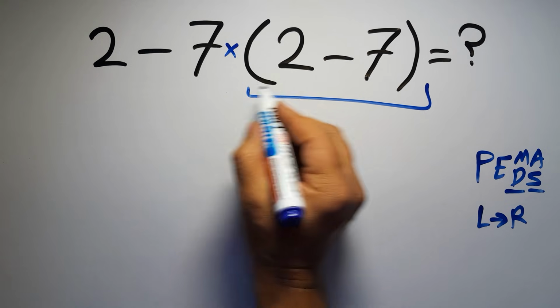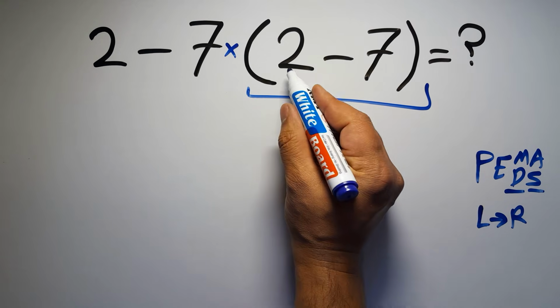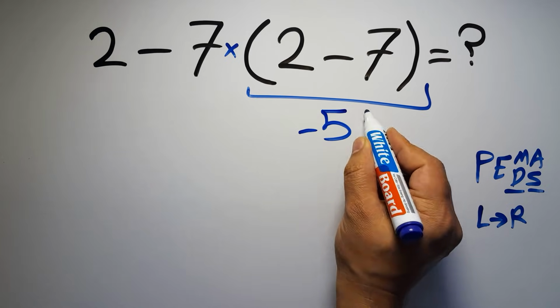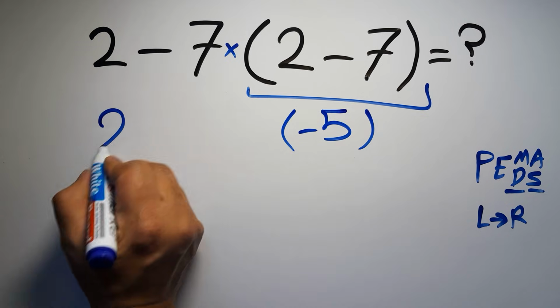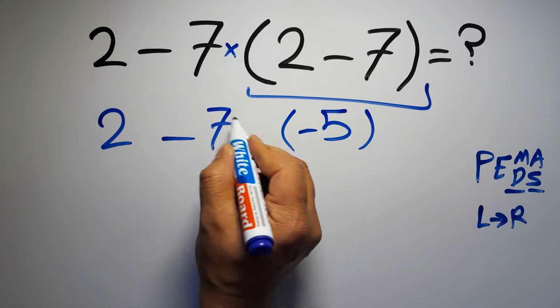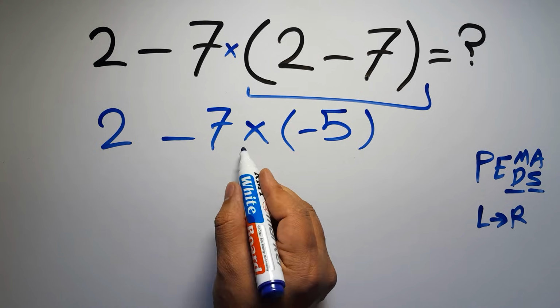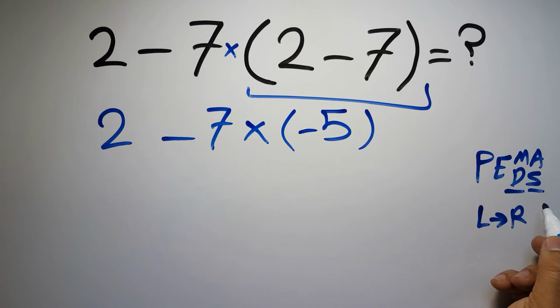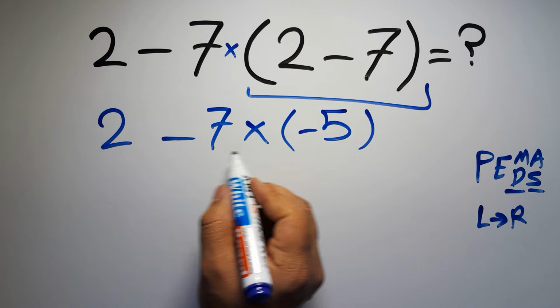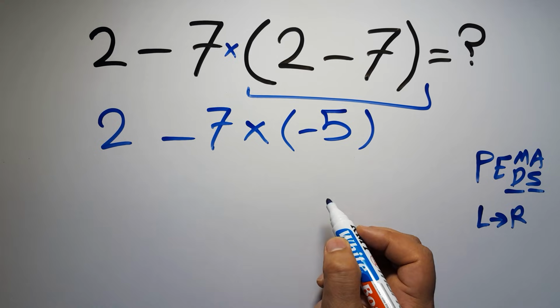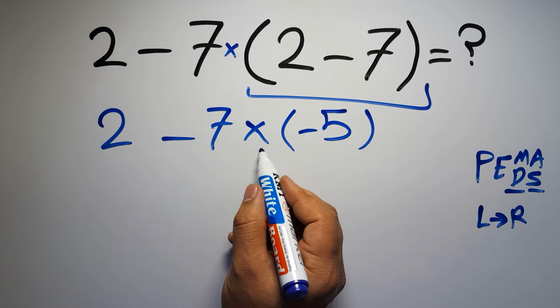So first we have to do this parenthesis. Inside this parenthesis, we have 2 minus 7, which equals negative 5. So 2 minus 7, then times negative 5. Now we have one subtraction and one multiplication. According to PEMDAS, multiplication has higher priority than subtraction, because multiplication comes before subtraction. So here first we have to do this multiplication.